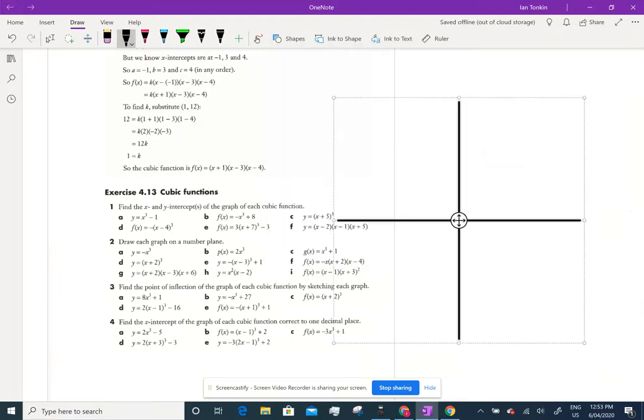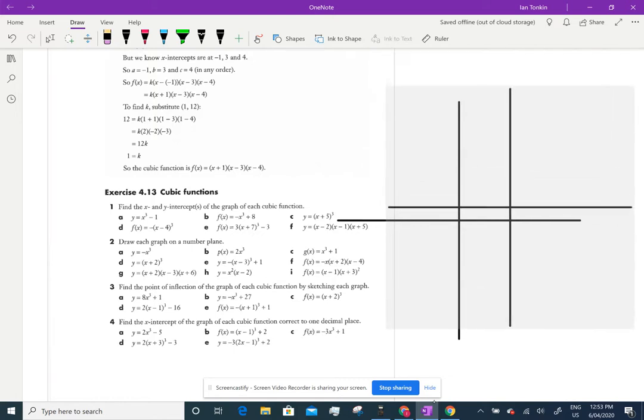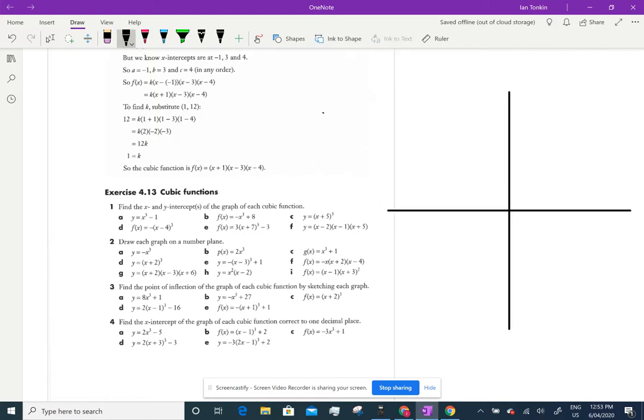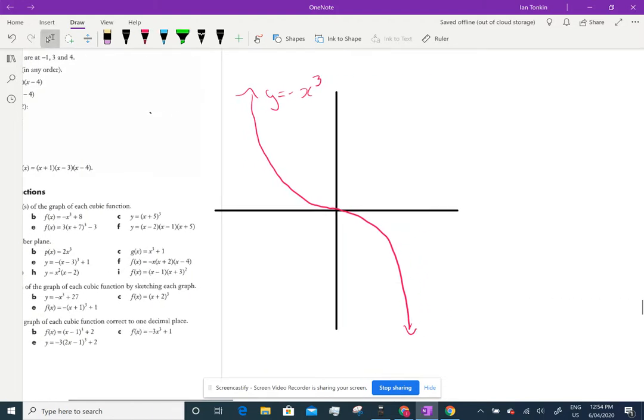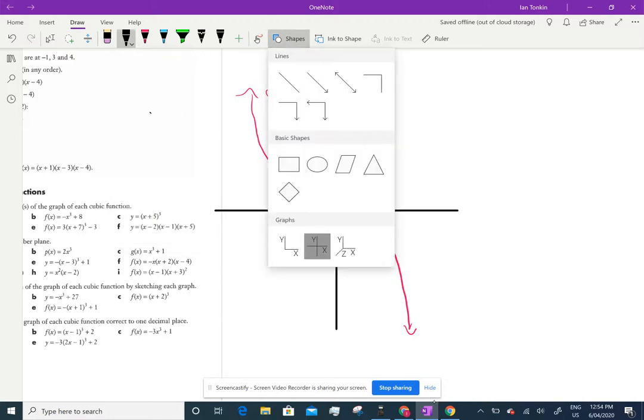And I'll get myself a set of axes. And what have I got? Y equals negative x cubed. Well, we already know that that is just that. There's y equals negative x cubed. 2x cubed will be steeper. The next one, y equals x cubed plus 1. So C. Again, get myself a set of axes.